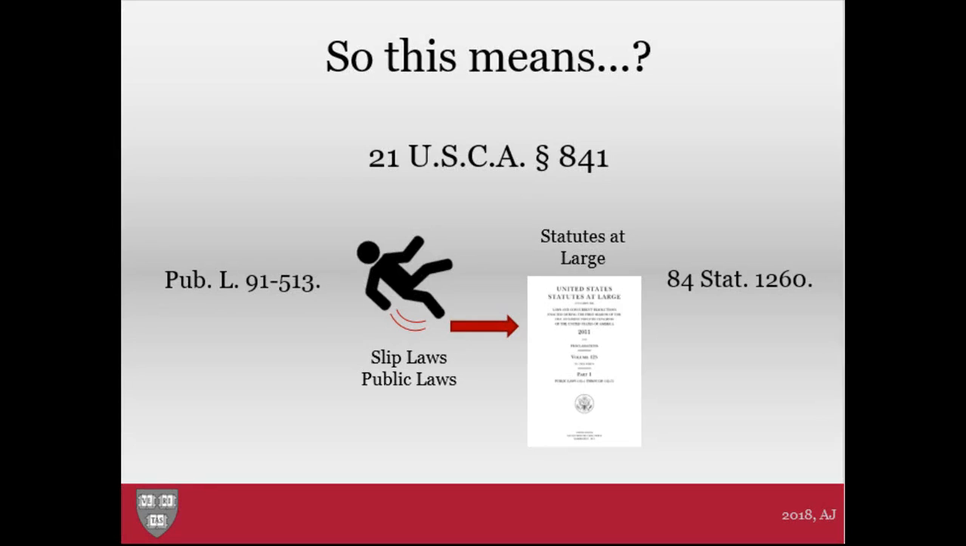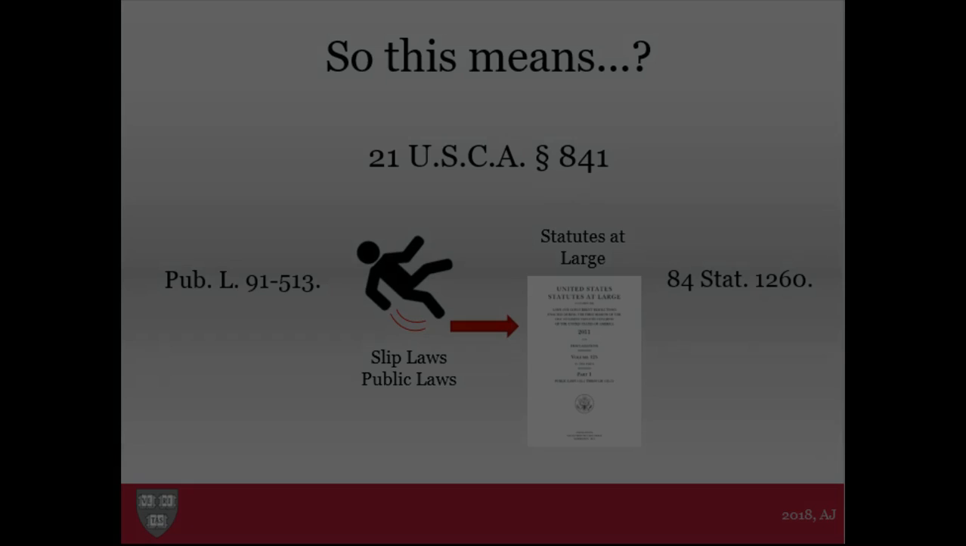So this means 21 U.S.C.A. 841. Part of the earlier graphic appears. Slip laws, public laws is labeled Pub. L. 91-513. An arrow leads to statutes at large. Beside this is the label 84 Stat. 1260. There are 3 places we should look: HeinOnline, ProQuest Legislative Insight, and Congress.gov.